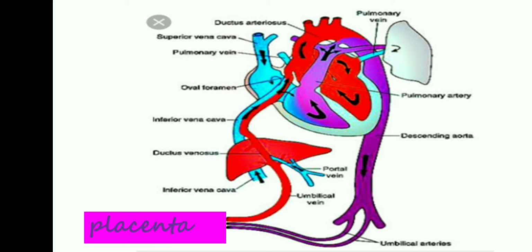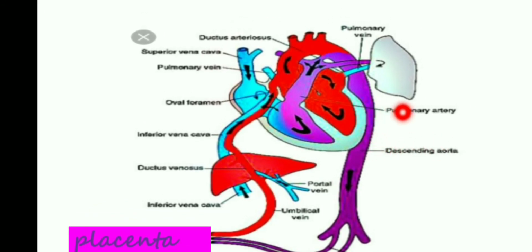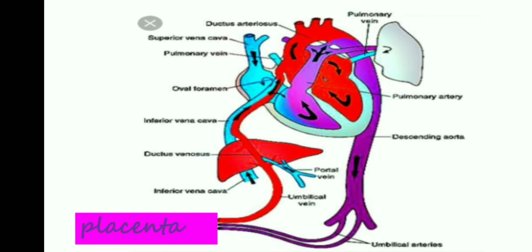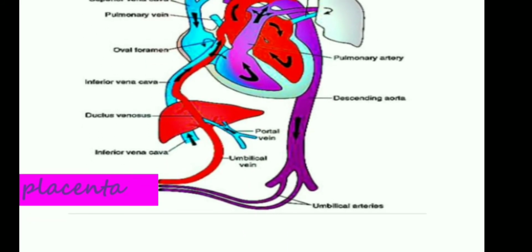Here the deoxygenated blood leaves the fetus through the umbilical arteries. The two arteries are there, and everything in this blue color contains deoxygenated blood and enters the placenta. This is the descending aorta, and this is the pulmonary artery. Through the pulmonary artery and the descending aorta, the deoxygenated blood is connected, and then enters through the umbilical artery into the placenta.